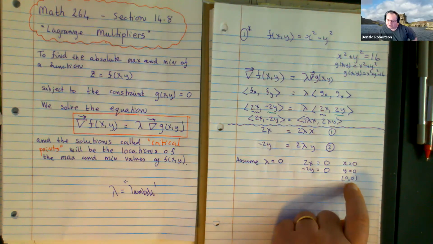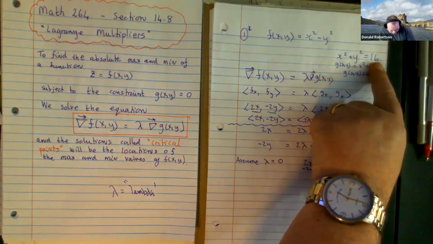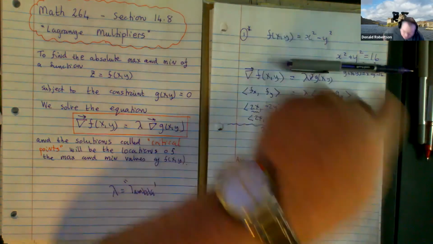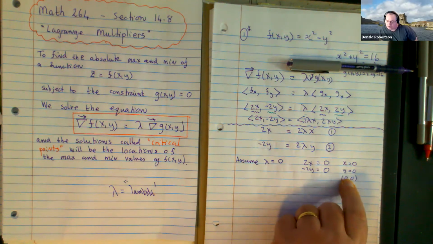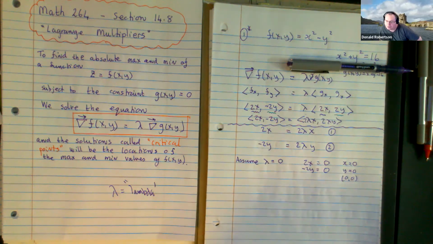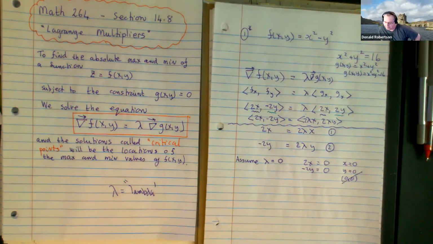How do I know if it's usable? You take that and you go back to your constraint. Me personally, I like the constraint function in that format, right? X squared plus y squared equals 16. Now, if x is 0 and y is 0, does that match the constraint? Is 0 squared plus 0 squared 16? No, which means you can't use me as a critical number.